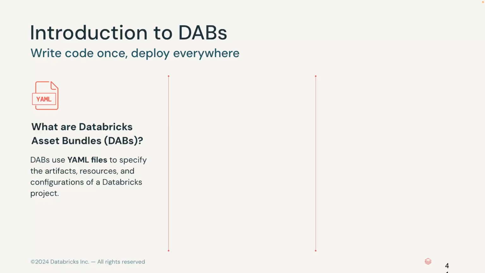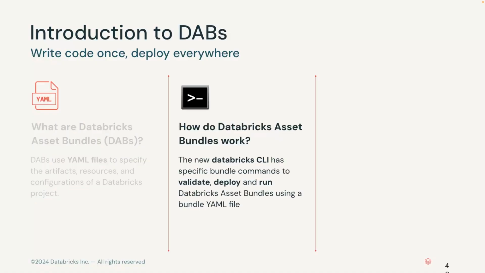DABs, or Databricks Asset Bundles, use YAML files to specify the artifacts, resources, and configurations of a Databricks project. They allow us to manage and deploy all the necessary components of a Databricks project in a consistent and efficient way to multiple environments. So, how exactly do DABs work?